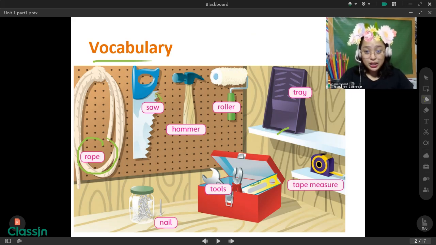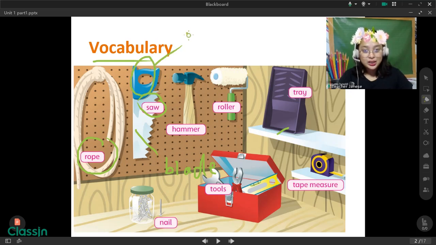Now the next one is saw. Yes, that's saw. Do you have a saw at home? Yes, me too. So it is a tool with a toothed edge used for cutting through wood, metal, or other materials by moving the blade back and forth. So this is the blade. Okay, this is the blade of the saw, and this is the handle. Yes, so this one is saw.